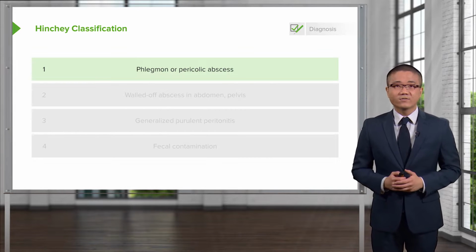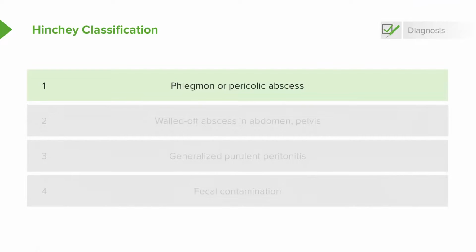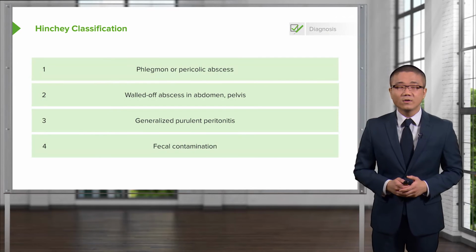We have a standard classification for describing diverticulitis based on radiographic findings. It's called the Hinchey classification. Let's familiarize you with the Hinchey classification. Hinchey classification 1 is a phlegmon or pericolic abscess. If a walled-off abscess develops in the abdomen or the pelvis, it becomes a Hinchey classification 2. This is very similar to the CT scan that you just saw. Hinchey classification 3 is generalized peritonitis, and 4 is fecal contamination.